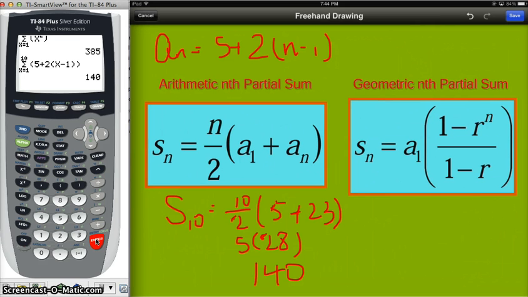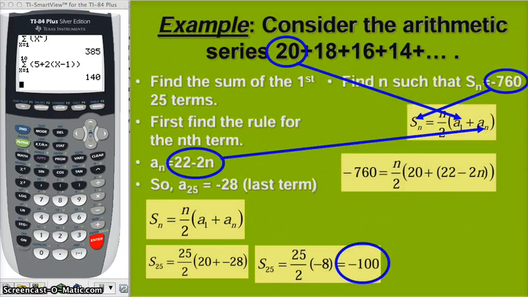Okay, the same thing works if it is a geometric partial sum. They give you, you just plug your a sub 1 in, plug your r in, and plug your n in, and get an answer. And here's just an example of an arithmetic series where they ask you to find the first 25 terms, and they just simply work out all the work for you there.